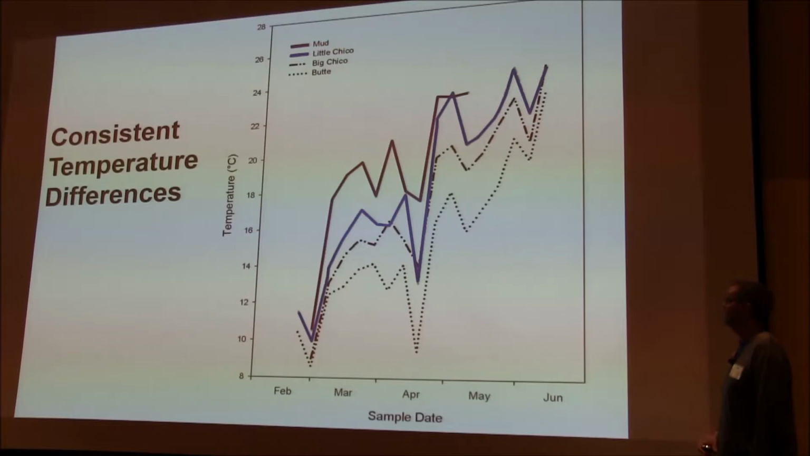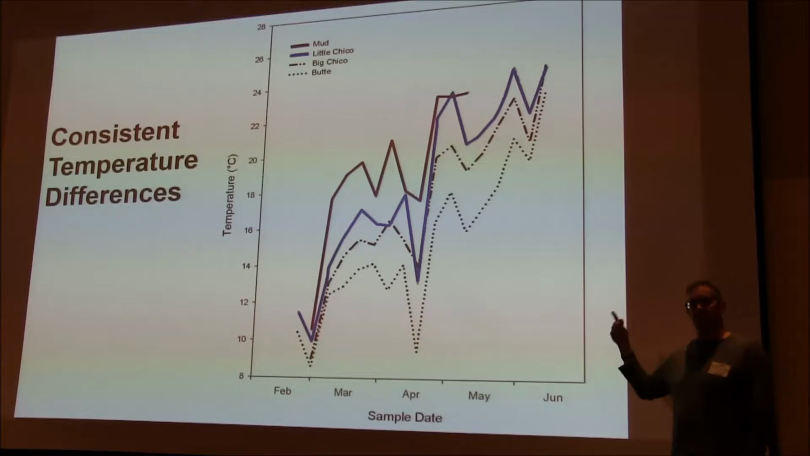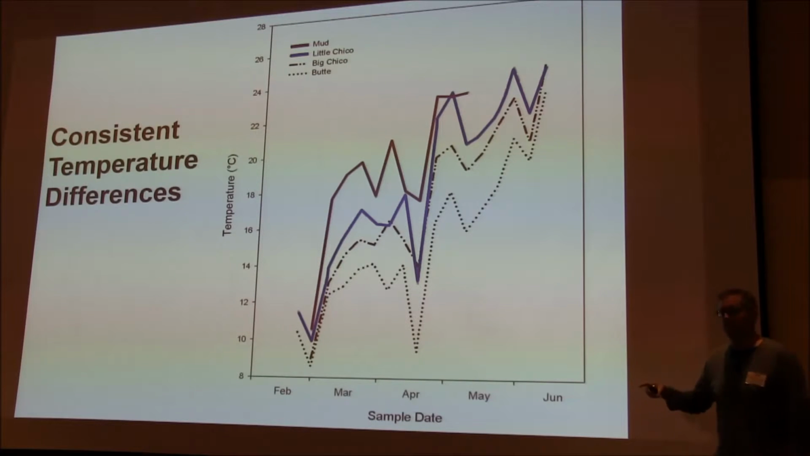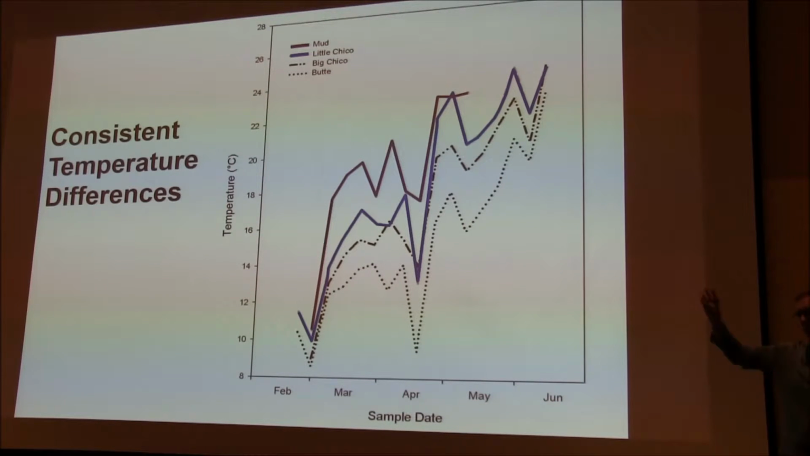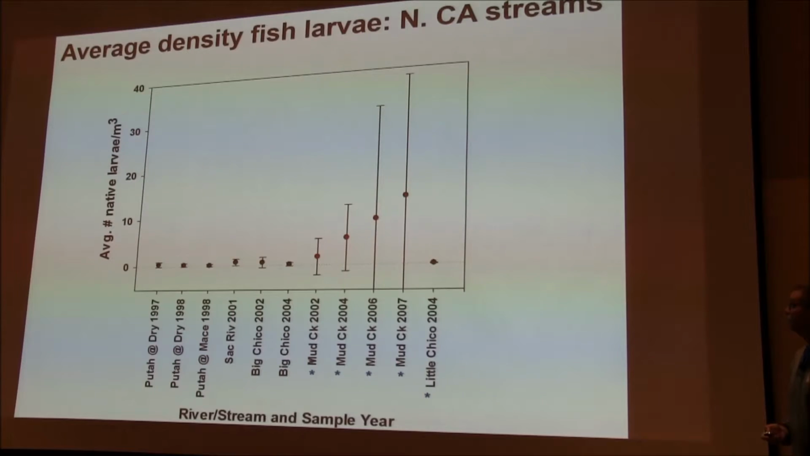And I want to highlight, Mud Creek was also the warmest tributary that we looked at. So in general, this is just 1 year's worth of data, but we have a lot of it. Mud Creek is always significantly warmer, right? More warm temperatures, more growth, more production.